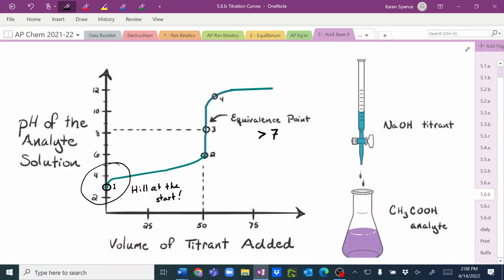And also what you'll notice is that the vertical section is shorter. Okay, so we have a shorter vertical section. And the equivalence point is not at 7.